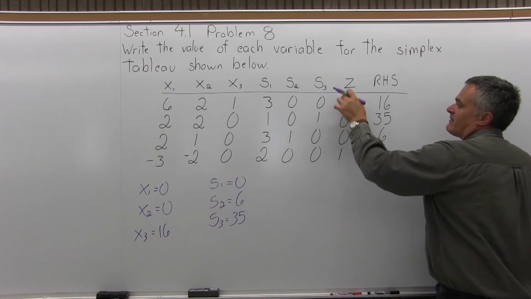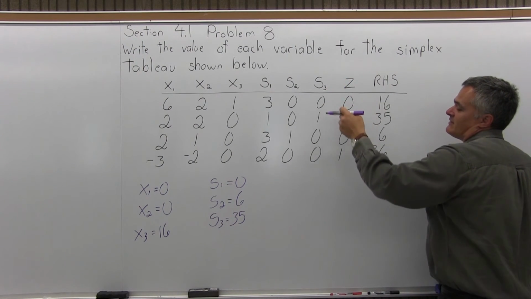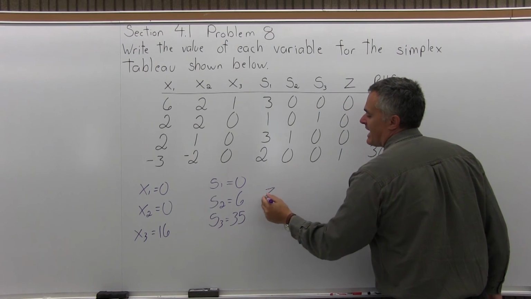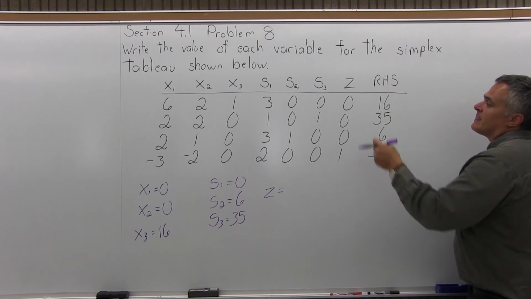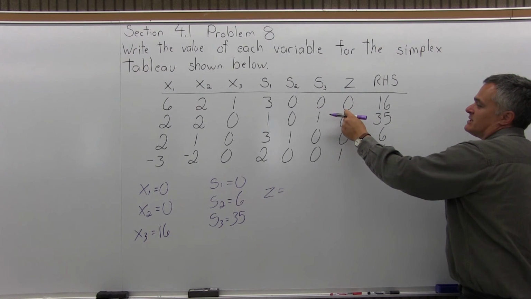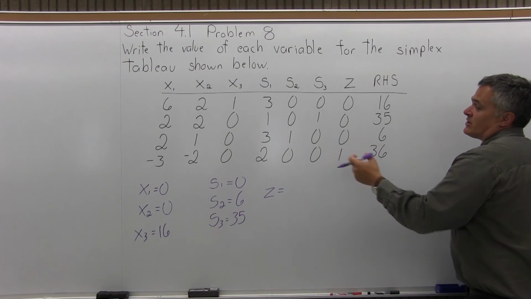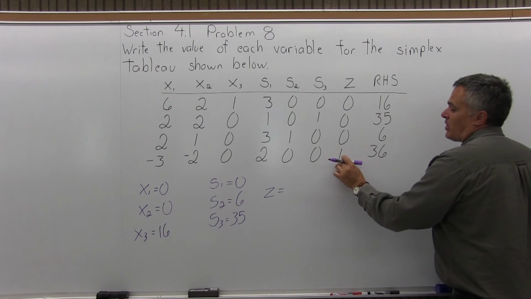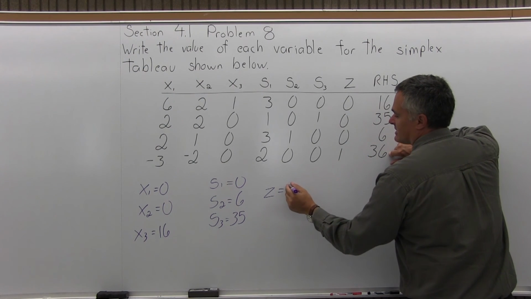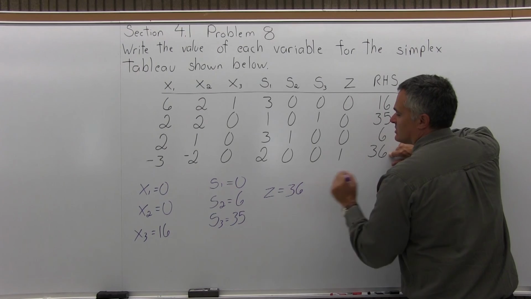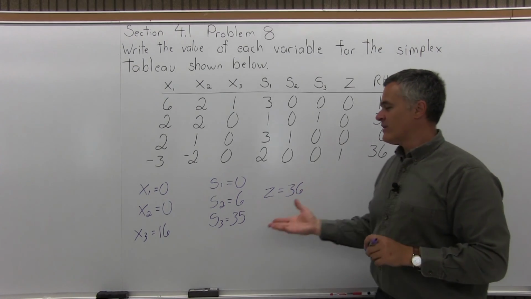The last variable I have is Z. So Z has a special column of all zeros and a single one. The Z column goes 0, 0, 0, 1. So it has that special column. The height of the 1 is in the bottom position. So when I go to the last column, the bottom position is 36. So the value of Z is 36, and that's what all the variables equal.